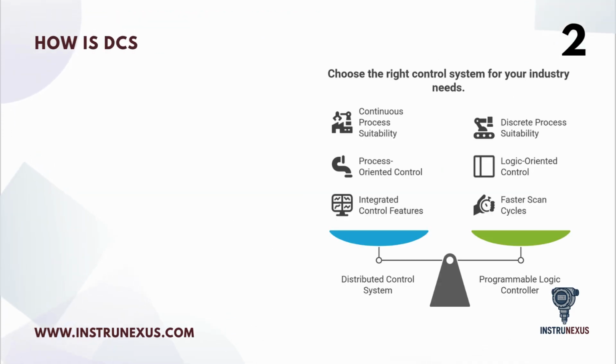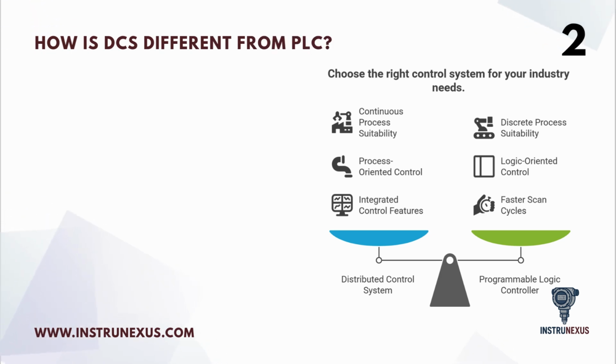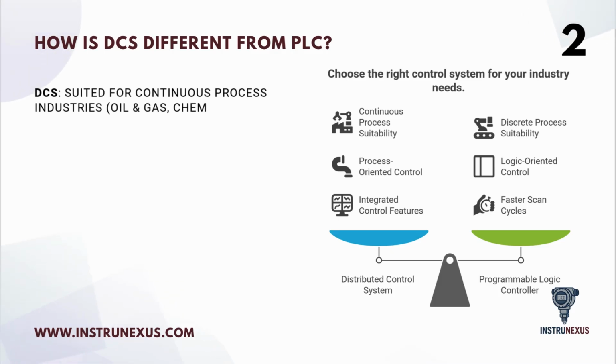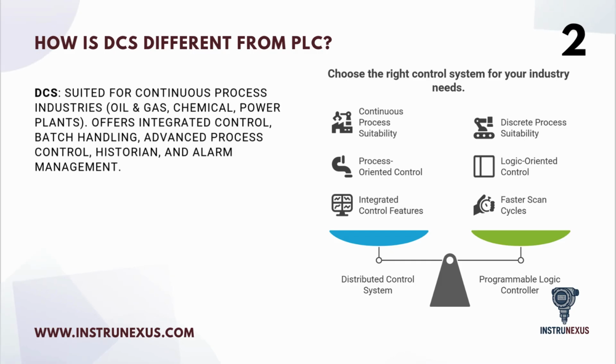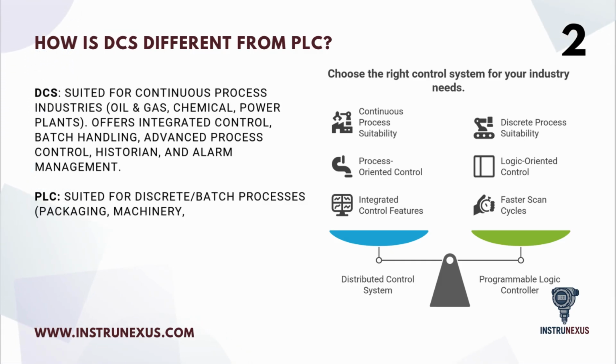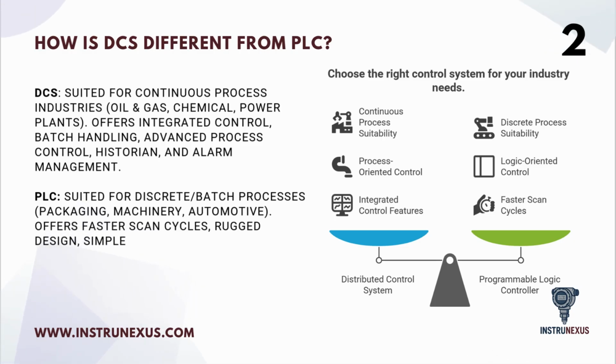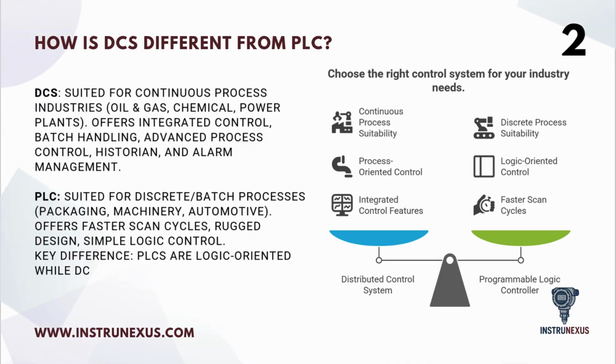How is DCS different from PLC? DCS, suited for continuous process industries, oil and gas, chemical, power plants. Offers integrated control, batch handling, advanced process control, historian, and alarm management. PLC, suited for discrete/batch processes, packaging, machinery, automotive. Offers faster scan cycles, rugged design, simple logic control. Key difference: PLCs are logic-oriented while DCS is process-oriented.